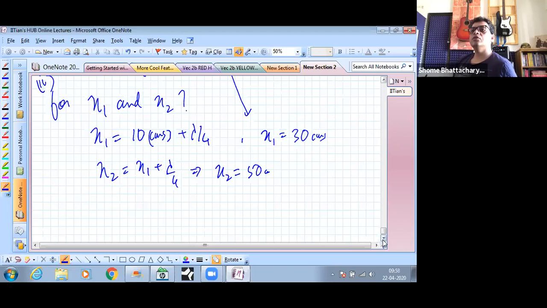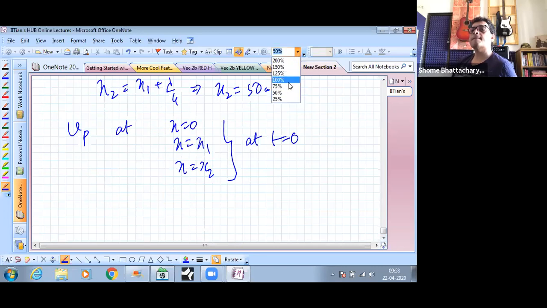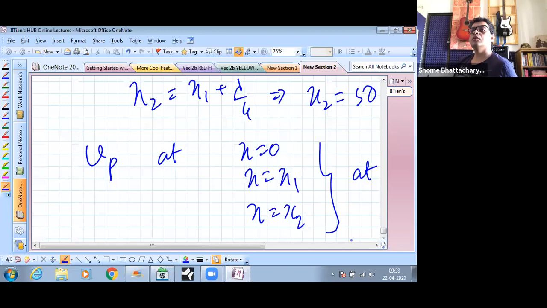Now I also have to find the particle velocity at x equal to 0, x equal to x1, x equal to x2, all these three at time t equal to 0. So this is the combined part 3 and part 4.